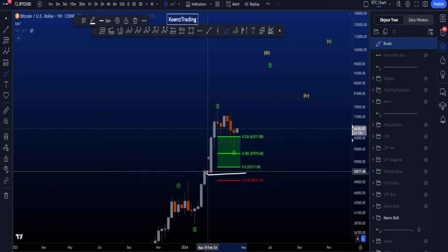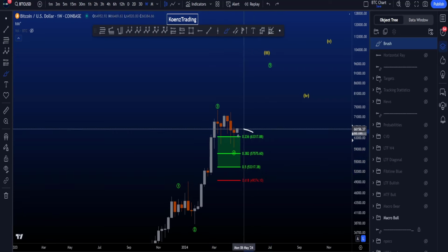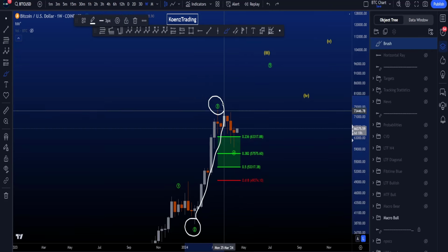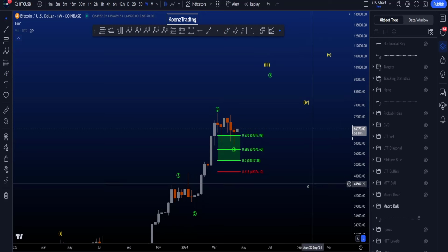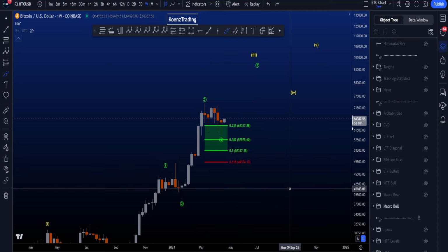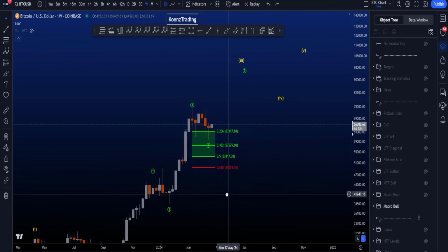In this scenario, the common target area for a wave 4 is between the 0.236 and the 0.5 Fibonacci, taken from the low to the high of wave 3, giving you a target area between 63.3k and 53.3k, with the invalidation being the 0.618 at 49.3k.